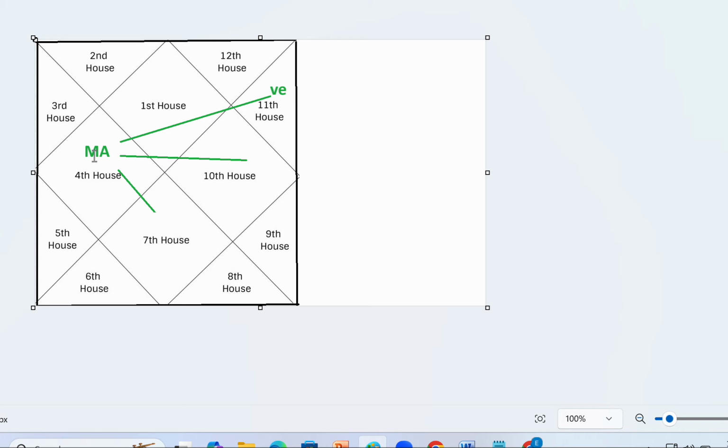Connecting. Okay, I'll give you a small example. Suppose the fifth lord is sitting in the sixth house, and there is Venus over here.